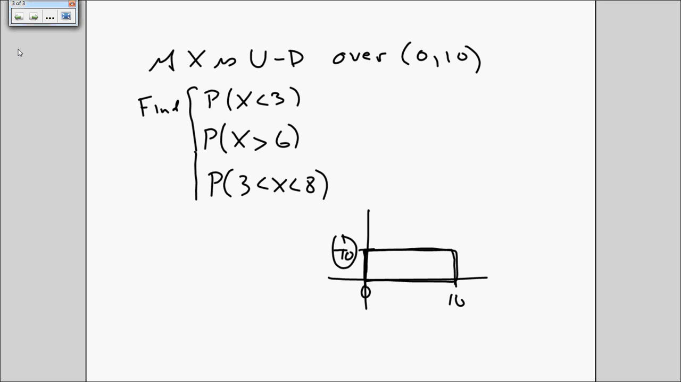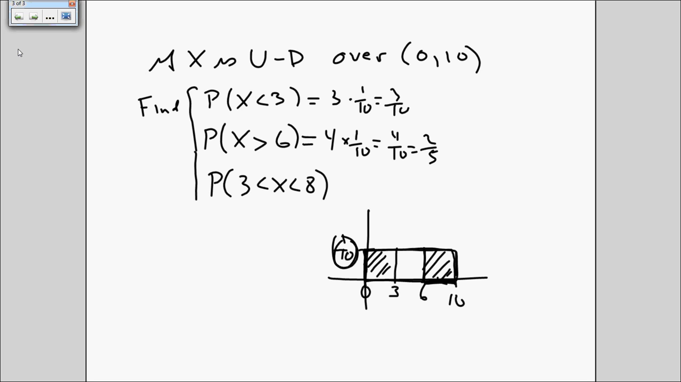So we want to know the chances that we're less than 3. How much is this? Well, the base is 3, and the height is 1 over 10. 3 over 10. Bigger than 6. What are the chances I am in here? Well, the base is 4, and the height is 1 over 10. It's 4 times 1 over 10, which is 4 over 10, which you really should reduce.